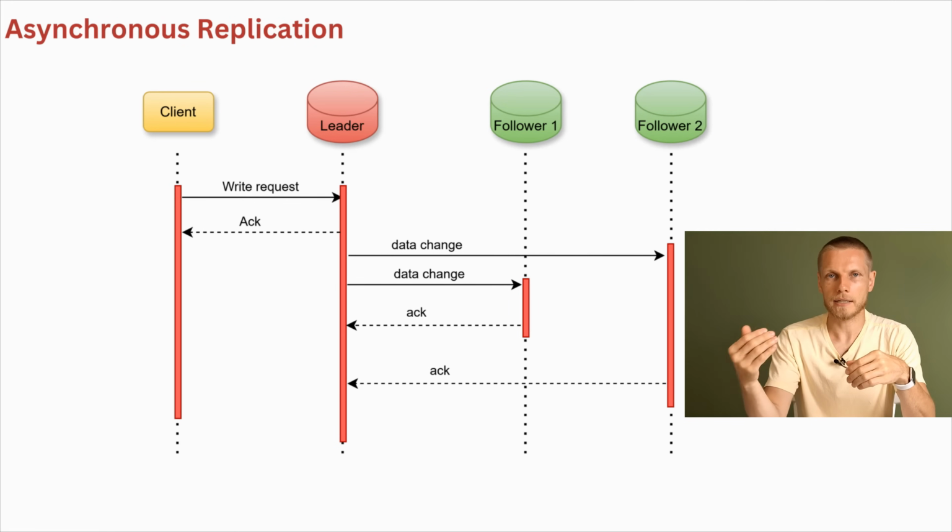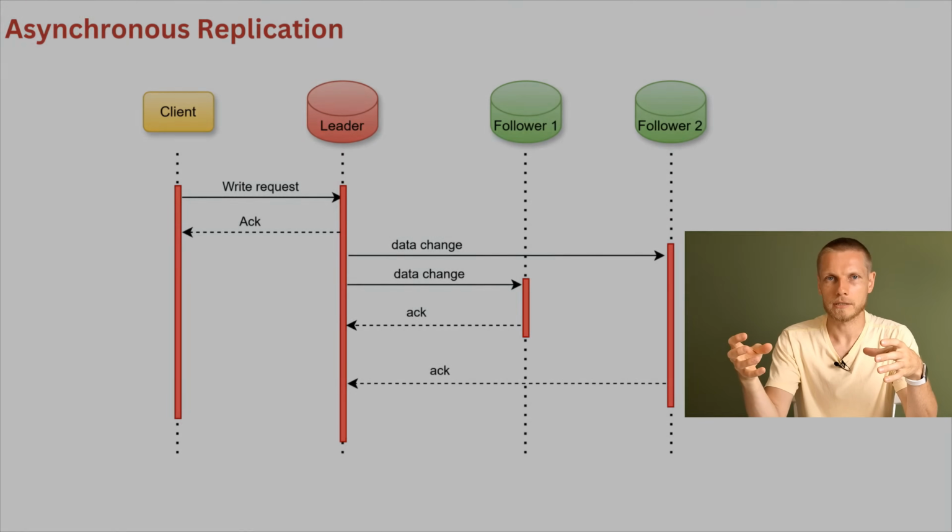And the second quite big problem is consistency. Because of the asynchronous nature of this type of replication, followers will lag behind the leader, and such a system would tend to provide some weaker consistency models like eventual consistency, or they could provide session guarantees.